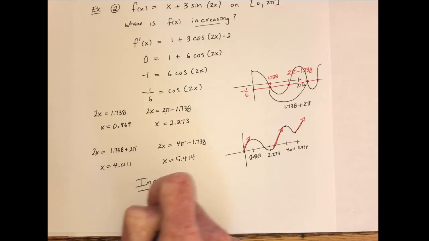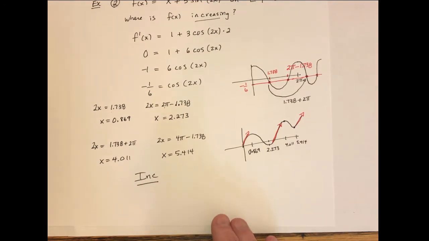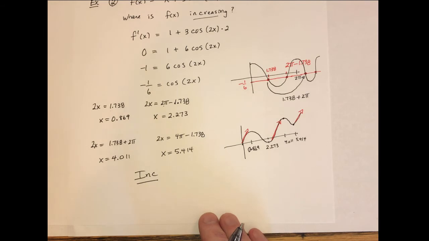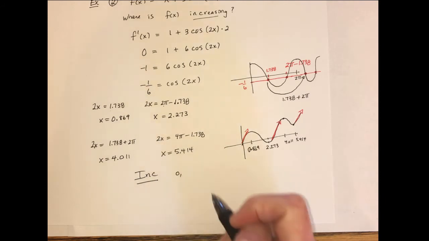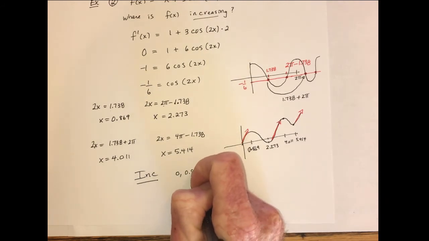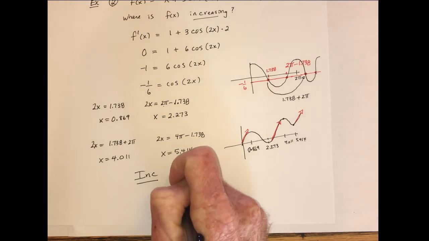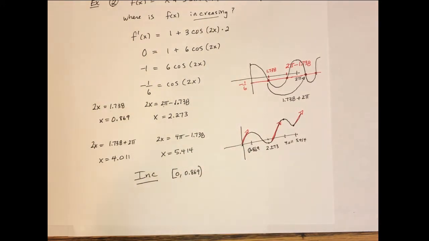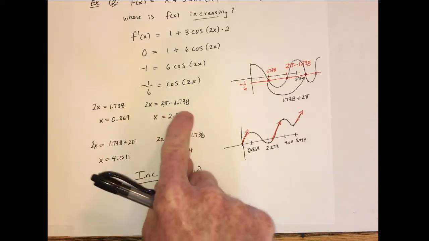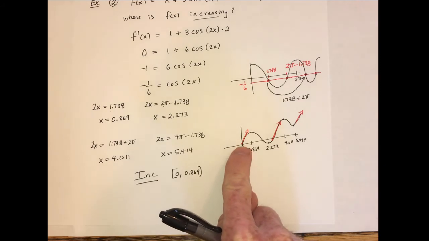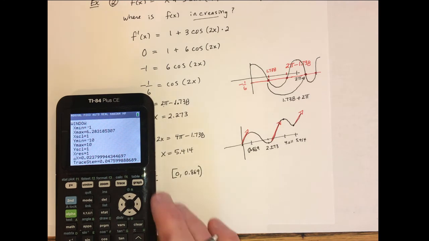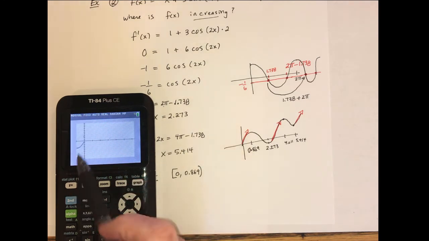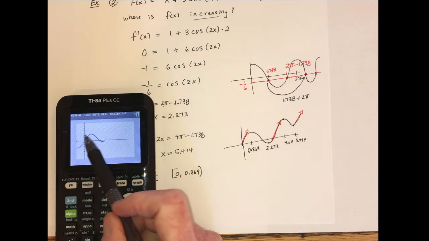So for increasing, and sometimes I don't feel like spelling the word increasing, so I just abbreviate it. That would go from 0 until this one, so from 0 to 0.869. And this interval should actually look like this, because at 0, it's actually increasing. Because I did not get 0 as one of the answers here, that means it's actually increasing right there. And if you widen the screen a little bit to include what happens at 0, then you'll see as it was going through 0, it actually was increasing.